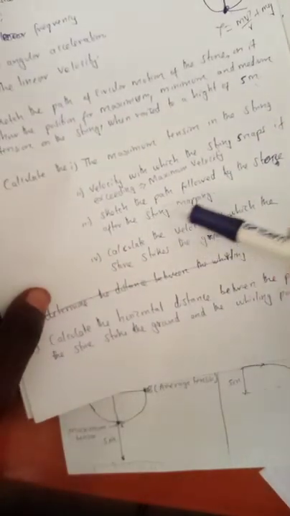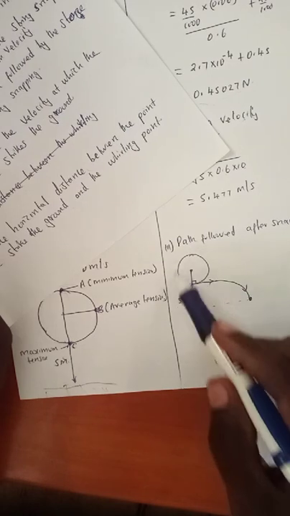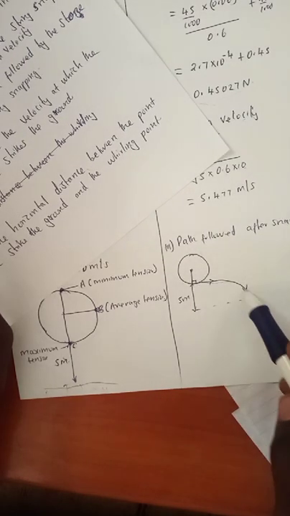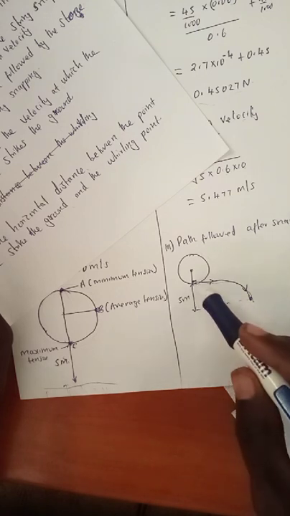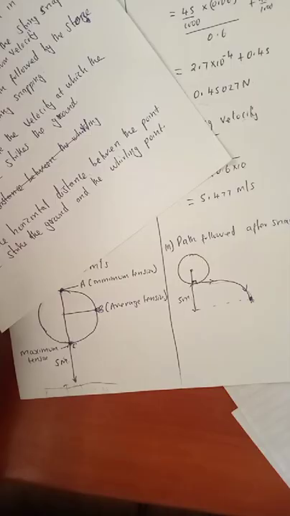Then we have here: sketch the path followed by the stone after the string has snapped or broken. So we sketch that from this circular motion, it will move from this point, forming a tangent. Then from there, it flows downwards. So you must show that it's forming a tangent. From this height, it falls somewhere here.